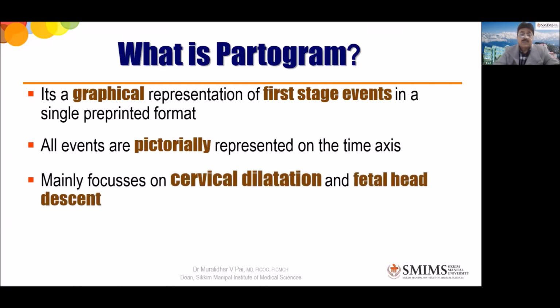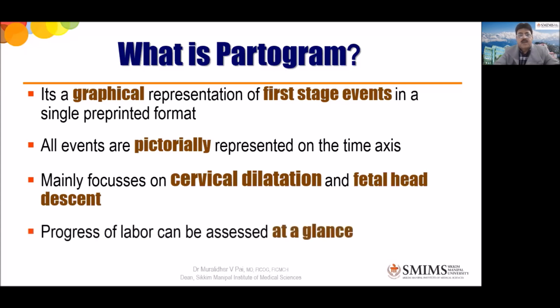It mainly focuses on two things. Number one is cervical dilatation. Number two is descent of the head. Obviously, these two are the most important part of the labor. Progress of labor can be assessed at a glance when you use this partogram. Even a non-doctor, trained nurse, or a trained birth attendant can use this very effectively. And at a glance, a senior doctor can make out that the labor is not on track.